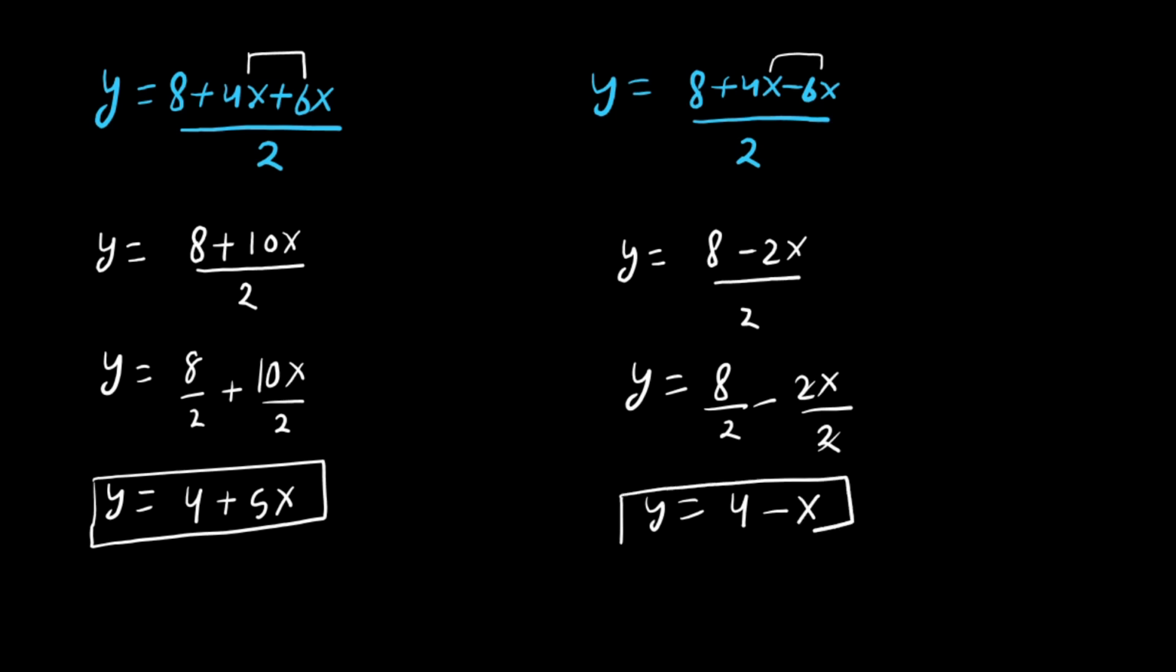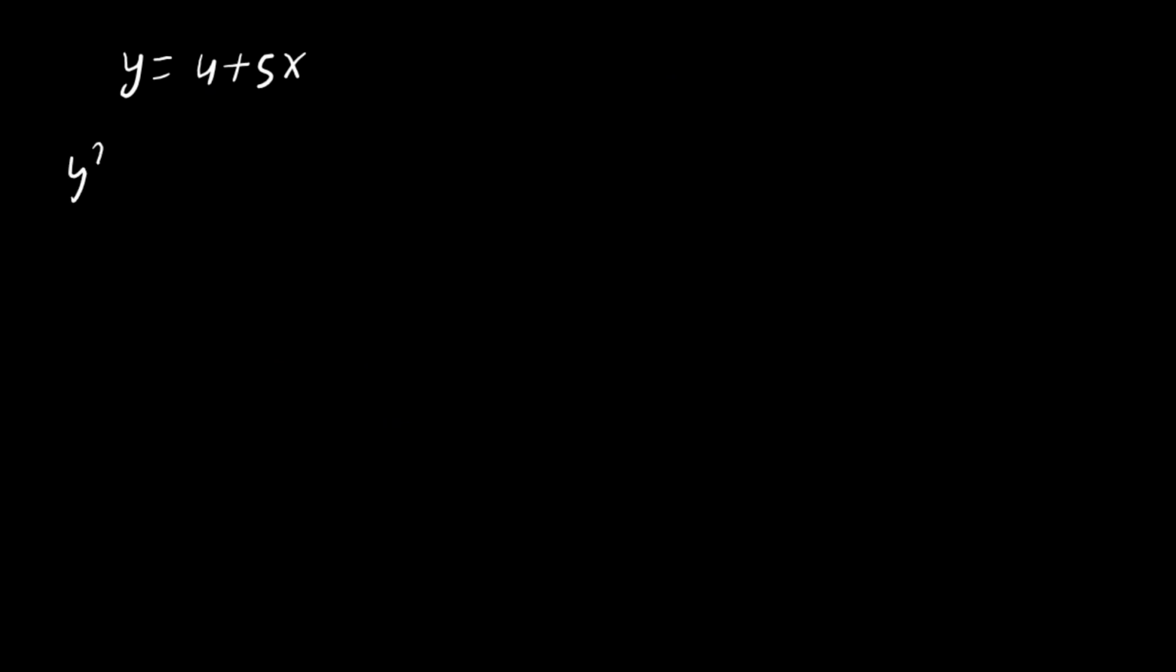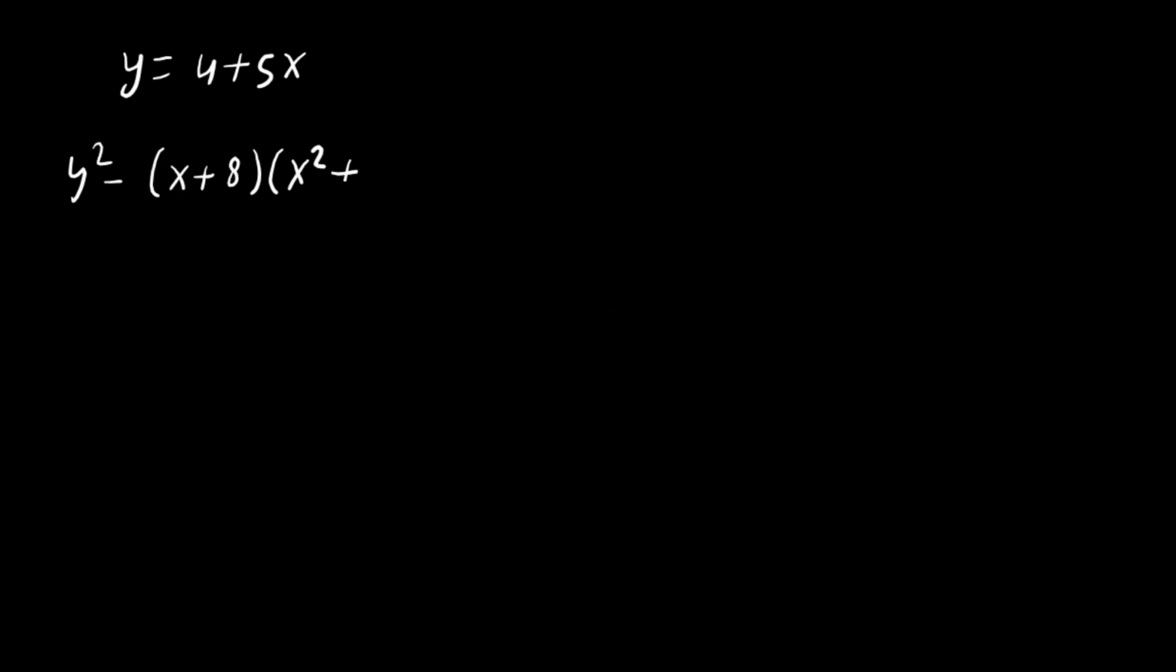We have two possible values of y. Let us consider this as case first and this as case second. Case first, that is y is equal to 4 plus 5x. And we know that equation first is y square minus x plus 8, multiplied by x square plus 2, equals 0, and we know that the value of y is 4 plus 5x.